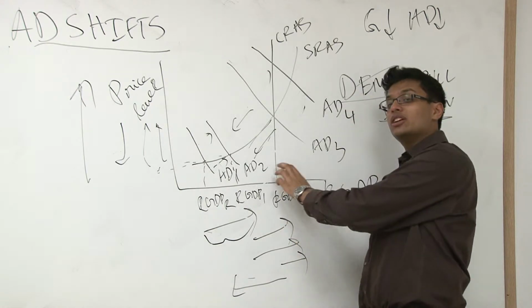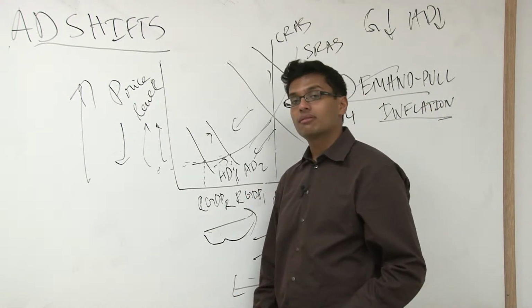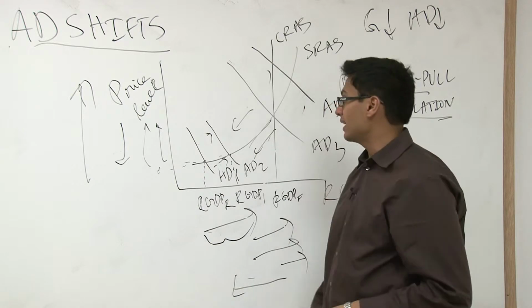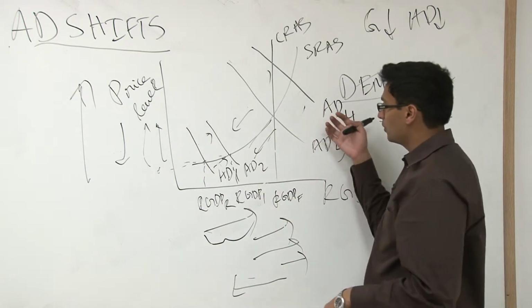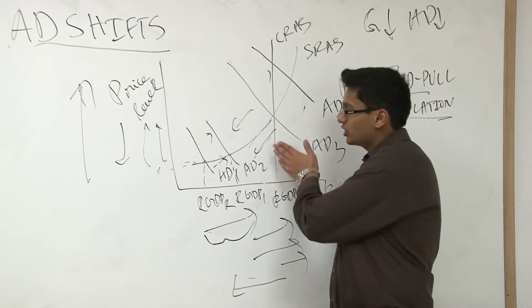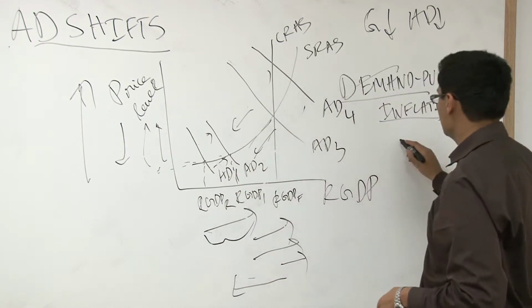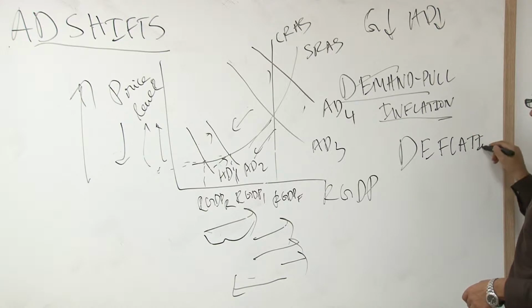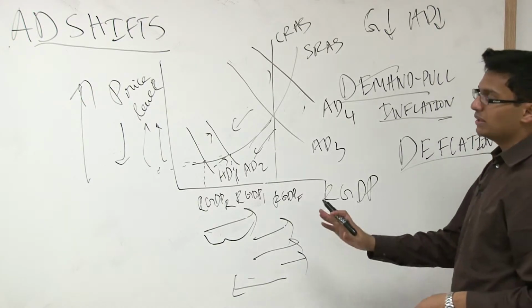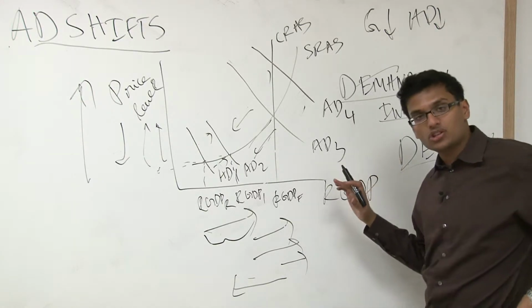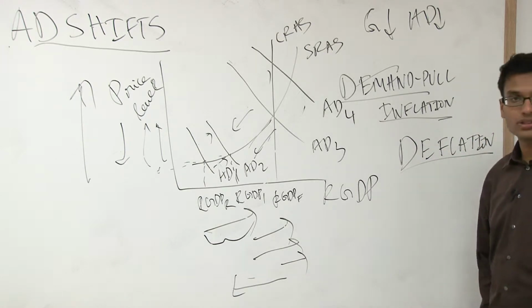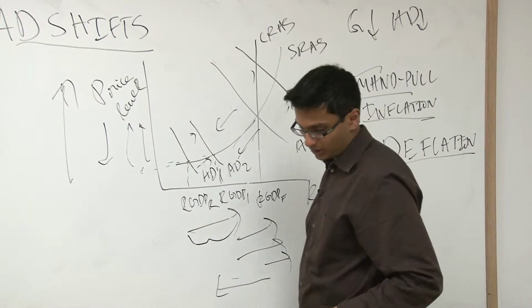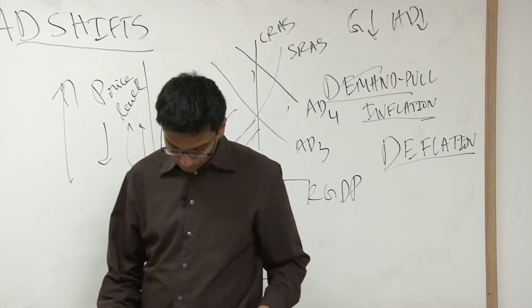When you shift from 83 to 82, our GDP changes by a lot, right? So make sure that you understand that. Now, this idea of moving AD to the left is known as deflation. Something opposite to inflation is deflation. So when AD moves to the right, it's called demand pull inflation. AD moves to the left, it's called deflation, all right? Pretty important stuff, so make sure you understand that.